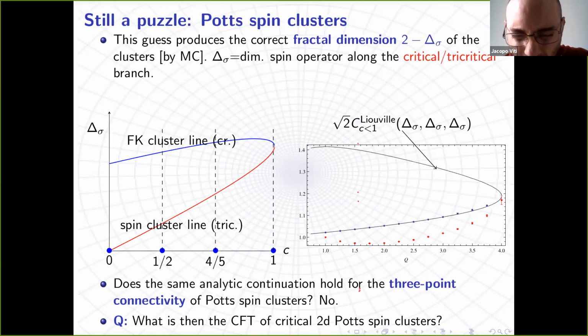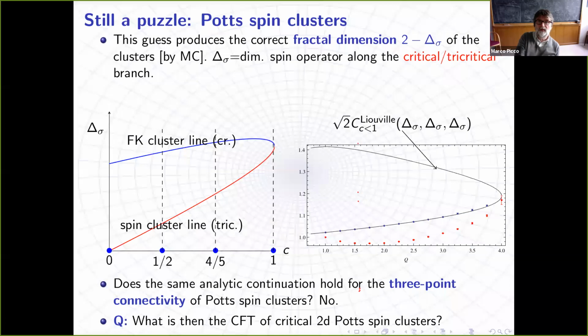Could I say something? Yes. In practice, for a Potts model there is actually only one rule, namely that you have to take neighboring spins which have the same value and connect them with some probability p. When you change p between 0 and 1, at a particular value of p, which is equal to 1 minus exponential of minus beta critical, you get the FK cluster. Okay?